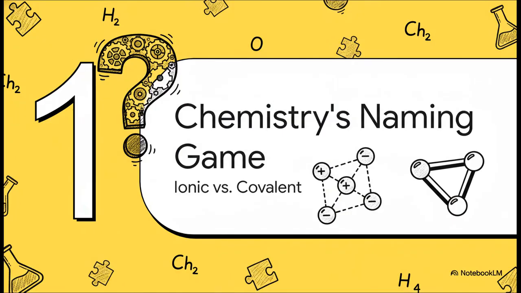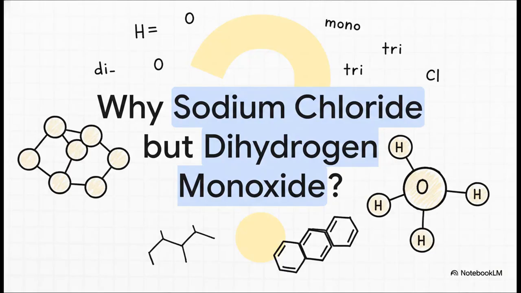All right, first things first, let's get to the bottom of this whole naming puzzle. I mean, this is the big question, isn't it? One name is so clean, so simple. The other one's got all these prefixes like di and mono. It just feels totally random. But I promise you, it's not. There is an amazing reason for this difference, and it all boils down to the bond.